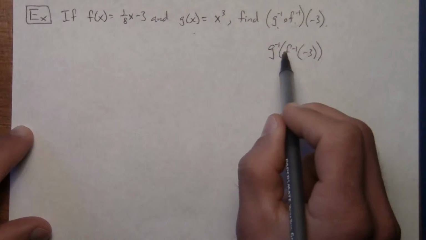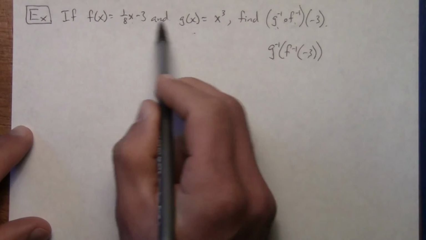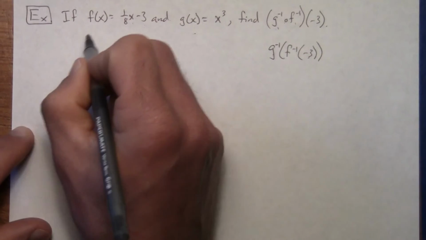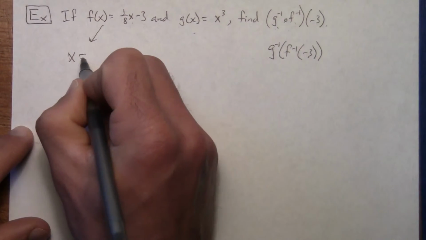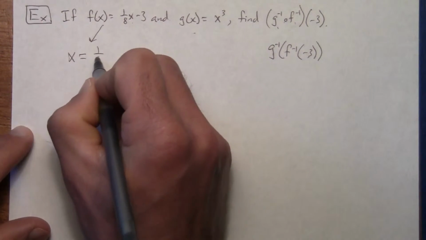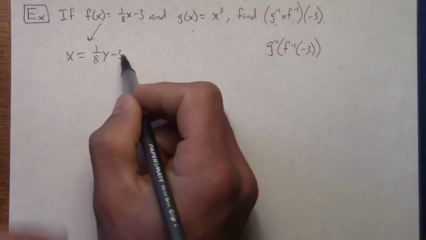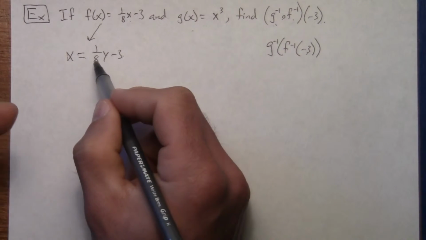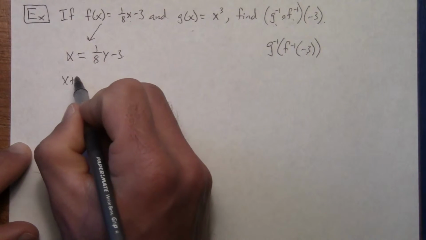Alright, so I need to know what F inverse is first so I can plug -3 in, and then I need to know what G inverse is. So I'm going to need the inverse of both of these things. So if I start with function F, I'm again going to switch X and Y around. Remember, that's Y. And then I'm going to try to solve for Y. It doesn't matter if you add 3 first or multiply by 8, it won't make a difference. I'm going to go ahead and add 3 first. That's typically what we would do.